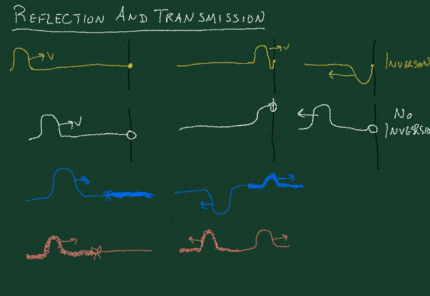Okay? And remember we said that a thinner rope is going to travel faster. So we see that if we go fast to slow, we have inversion, but only in the reflected component. We still have no inversion in the transmission. But if we go slow to fast, we have no inversion.